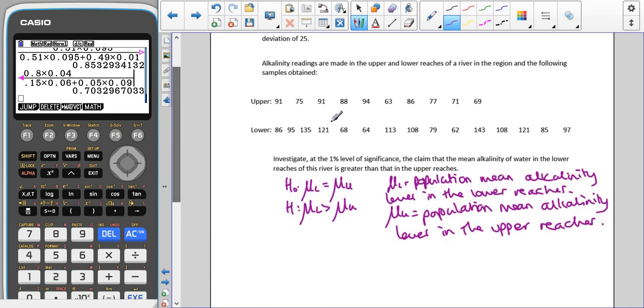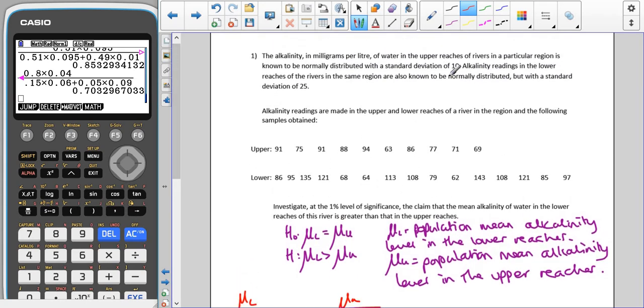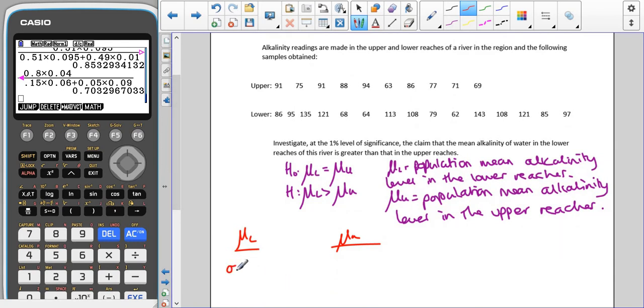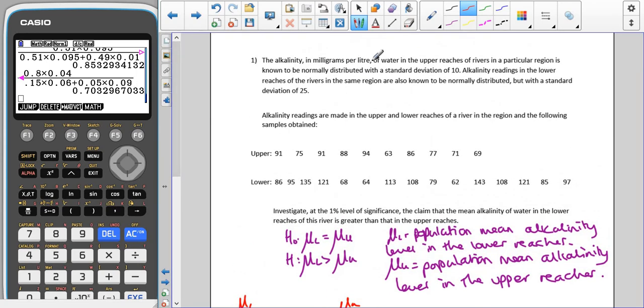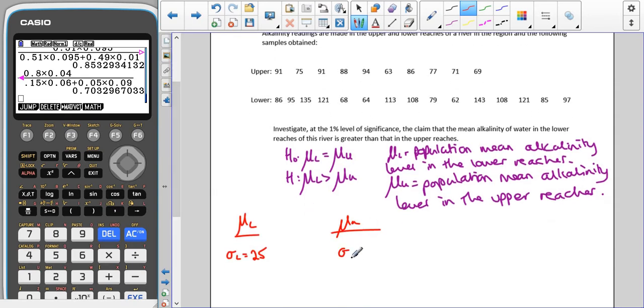So then it's a good idea to write down a summary of the information that we have. So we have mu L and we have mu U, and we're just going to write down the information that we have about these two. So for mu L, we know the alkalinity readings in the lower reaches of the river are normally distributed with a standard deviation of 25. So that is our sigma L. It's the population standard deviation that we've been given there, is 25. The standard deviation in the upper reaches was 10, and again that's the population standard deviation.